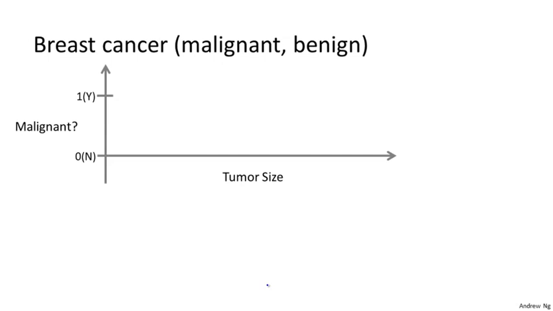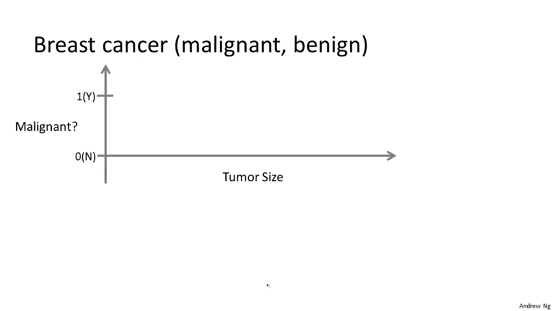Some friends and I were actually working on this earlier. Let's say you want to look at medical records and try to predict if a breast cancer is malignant or benign. If someone discovers a breast tumor, a lump in their breast, a malignant tumor is a tumor that is harmful and dangerous, and a benign tumor is a tumor that's harmless. So obviously people care a lot about this.